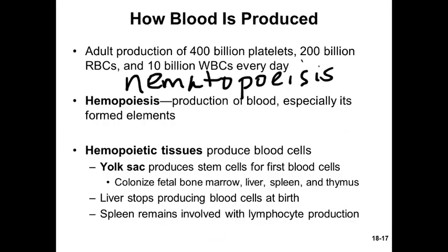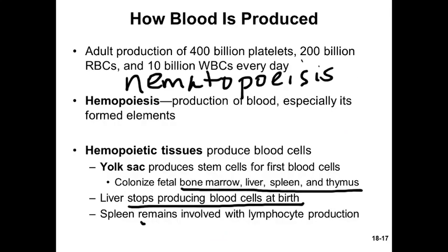Now, before there is the bone marrow, the yolk sac, early in development, is the structure that is first making the blood cells in the embryo. And it's from the yolk sac that the bone marrow, the liver, the spleen, and thymus are formed. And so the liver is also making some blood cells early in development, but the liver stops producing blood cells at birth. After that point, it's definitely the responsibility only of the bone marrow.